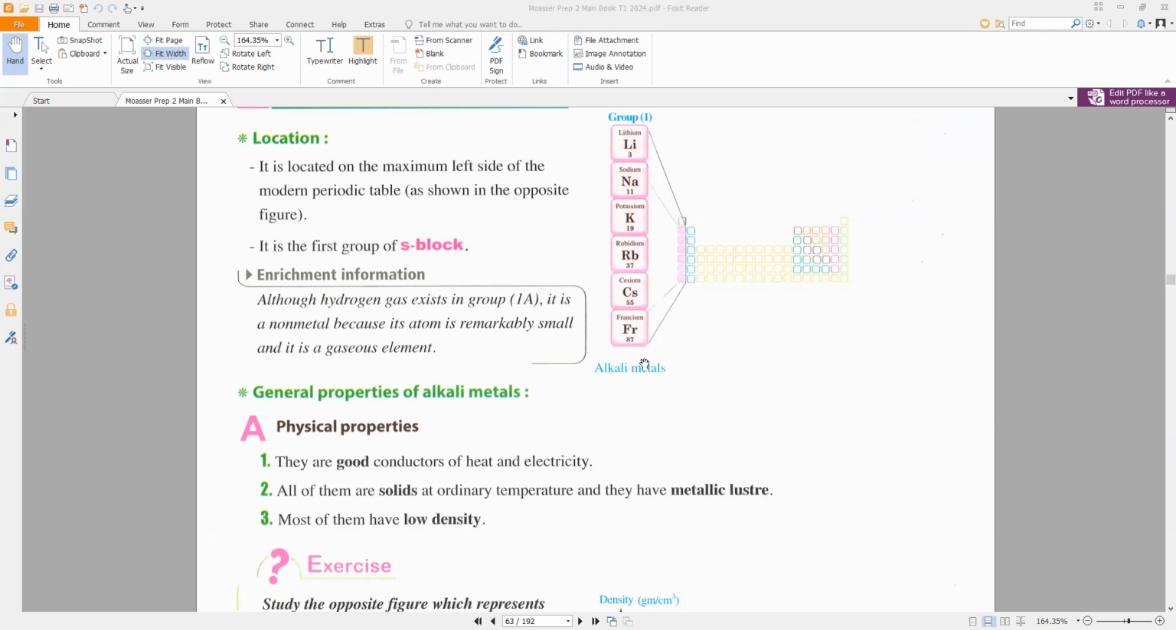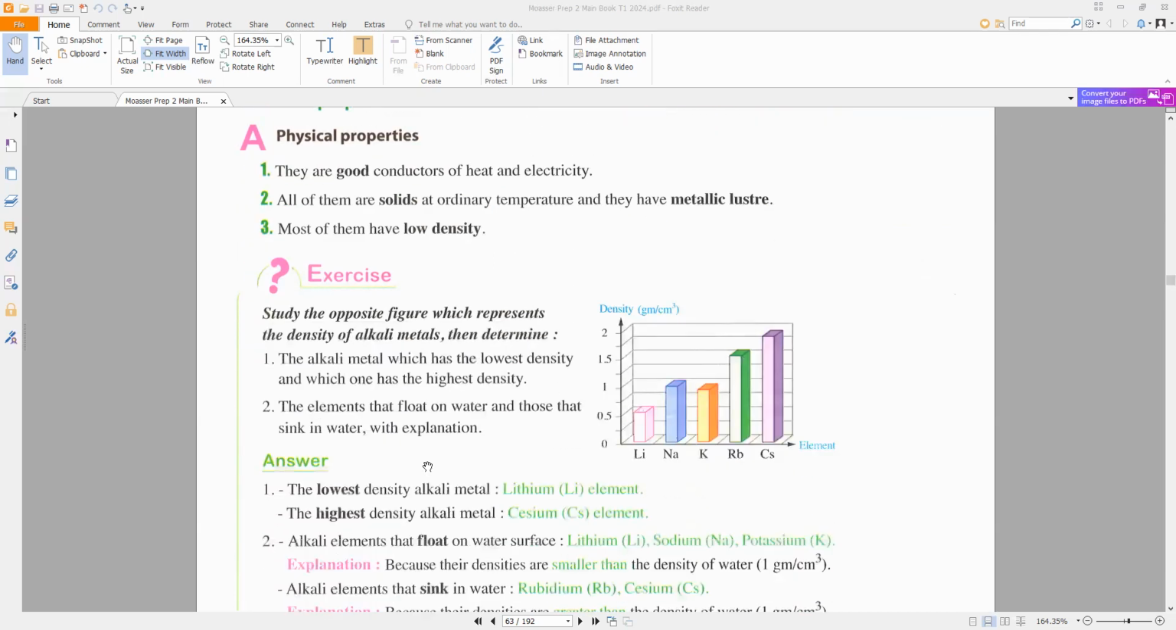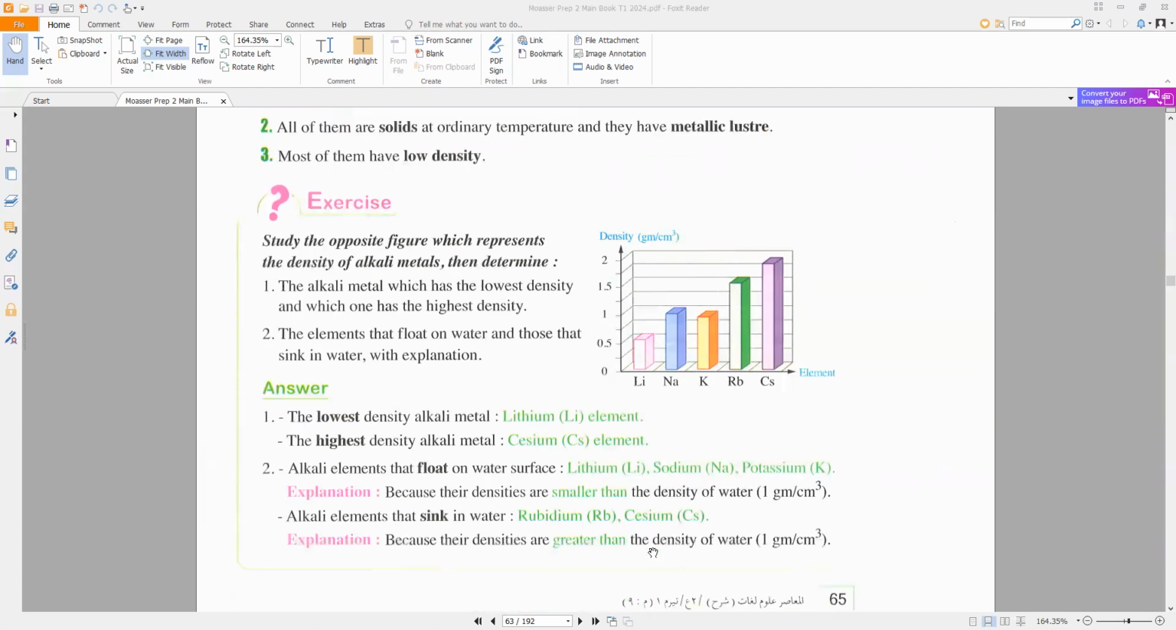Most of them have low density. When we arrange the density in group 1A from the smallest to the largest, lithium has the least density, then potassium, then sodium, then rubidium, and cesium. Lithium, sodium, and potassium have low density because they float on the water surface, but rubidium and cesium have larger density than water, so they sink in water.